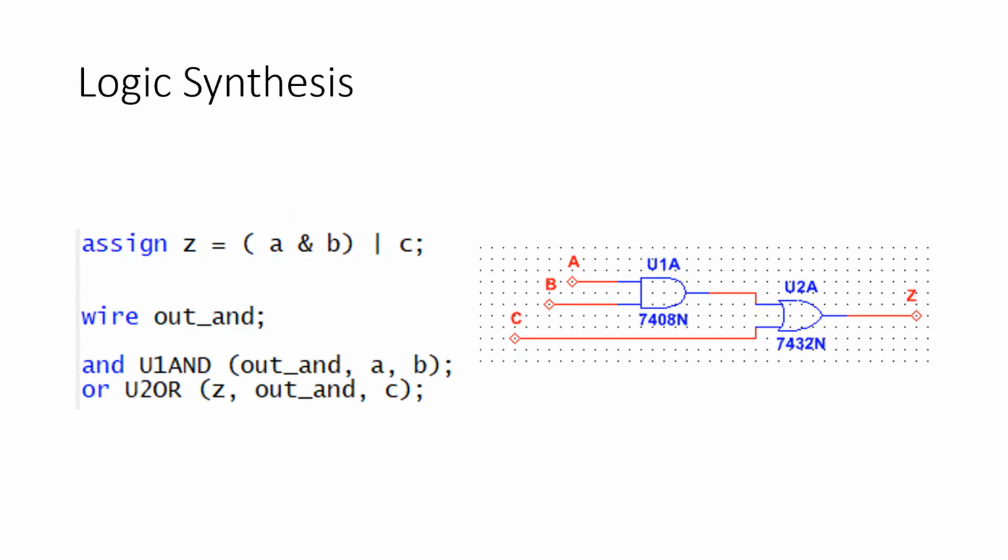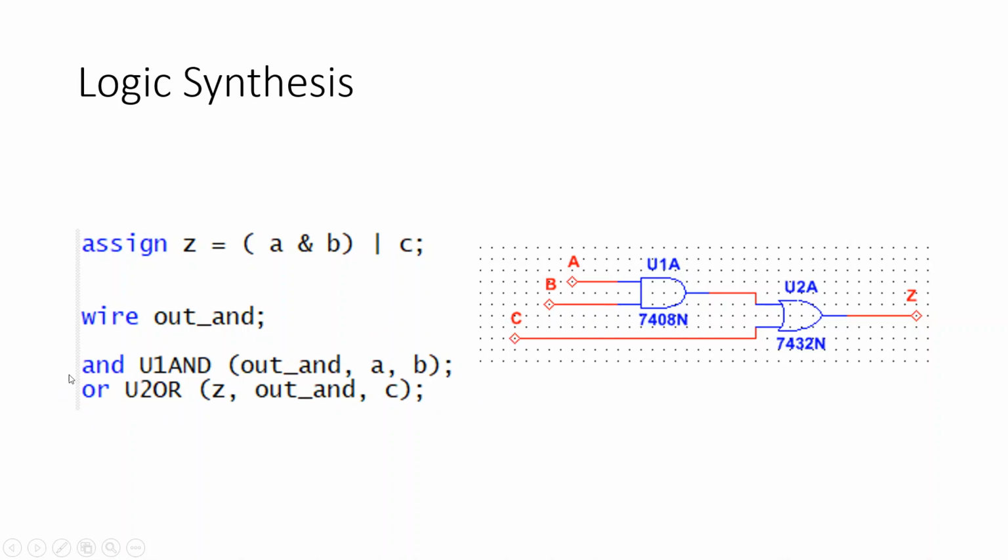So in this example, I have two examples of modeling, which is a structural model and a data flow model. Both of these are going to produce the same results, as seen here on the right side, as an AND gate and an OR gate. Here in this data flow model, I have three inputs, A, B, and C. I'm ANDing A and B, and I'm ORing their result with C, and driving it into an output Z.